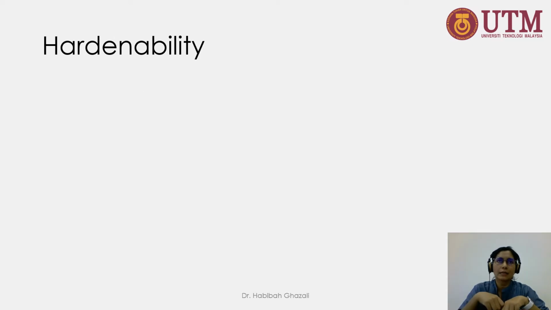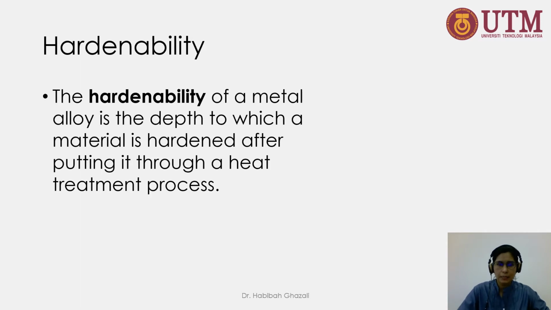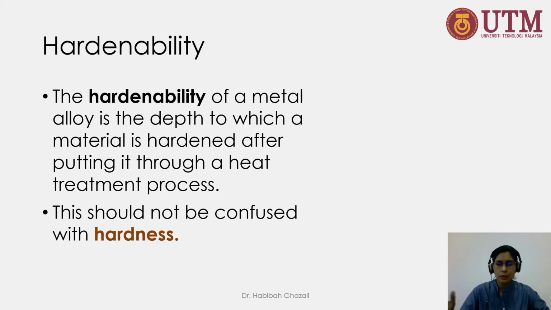In order for you to understand the phase transformation that happens during the continuous cooling heat treatment process, there is one material property that I would like to introduce to you that is very important. This material property is what we call hardenability. Hardenability is the ability of a metal alloy to be hardened after putting it through a heat treatment process. In other words, how easy is the steel to be transformed into martensite.